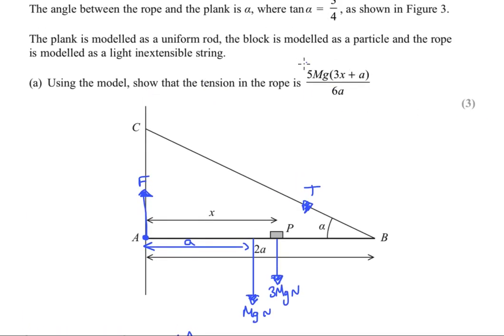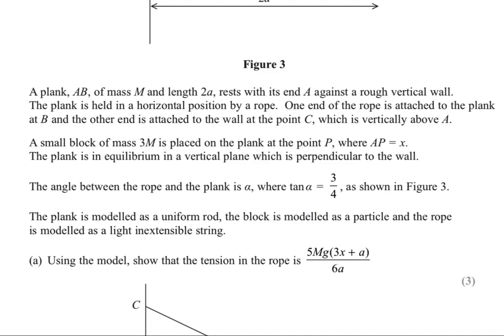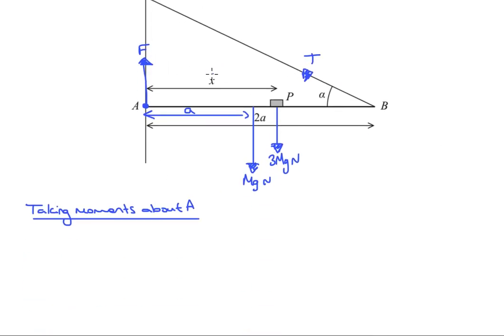It says show the tension in the rope is this. So if we look at clockwise moments, then we've got this mg times A, and we've got the 3mg from the block, 3mg times x, needs to equal the anti-clockwise moments, and the only anti-clockwise moment we've got is this one from the tension. Now the tension is going to be T times the perpendicular distance from A.